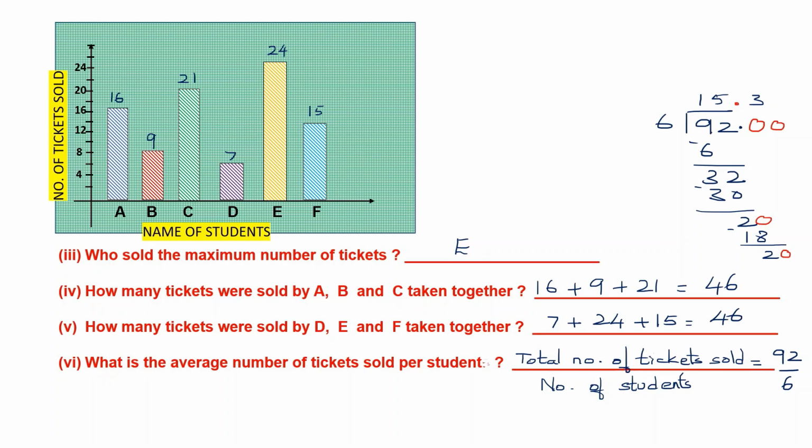So we can stop our division with this 15.3. So that means the average number of tickets sold per student is 15.3. So this is our answer, 15.3.